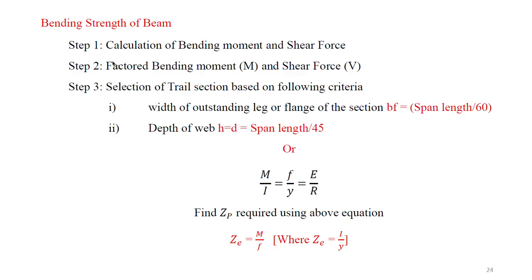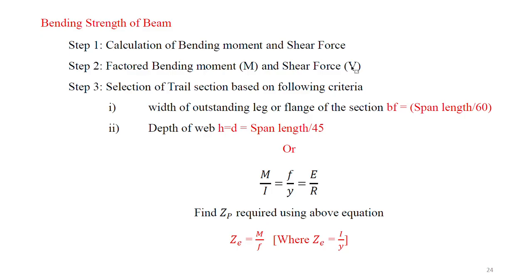For that, first of all we have to calculate all the bending moments and shear forces coming from the loads applied over the beam. We have to find the actual bending moment of the section, the moment due to the load, and the shear force due to the load. Those we have to calculate in the first step. In the second step, we take the factored bending moment. We have to factor that particular moment and shear force also. Otherwise we can take the factored bending moment or factored shear force from step 1 itself.